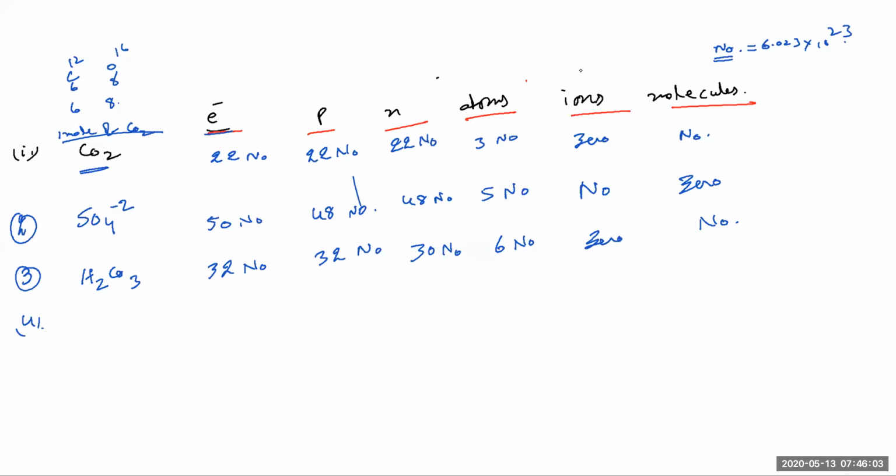Please, what is the fourth one? H3PO4, phosphoric acid. Come on, tell me what is the hydrogen 3? Phosphorus 15, 18. 18 plus 8, 4 is 32. 18 plus 32, 50, right?